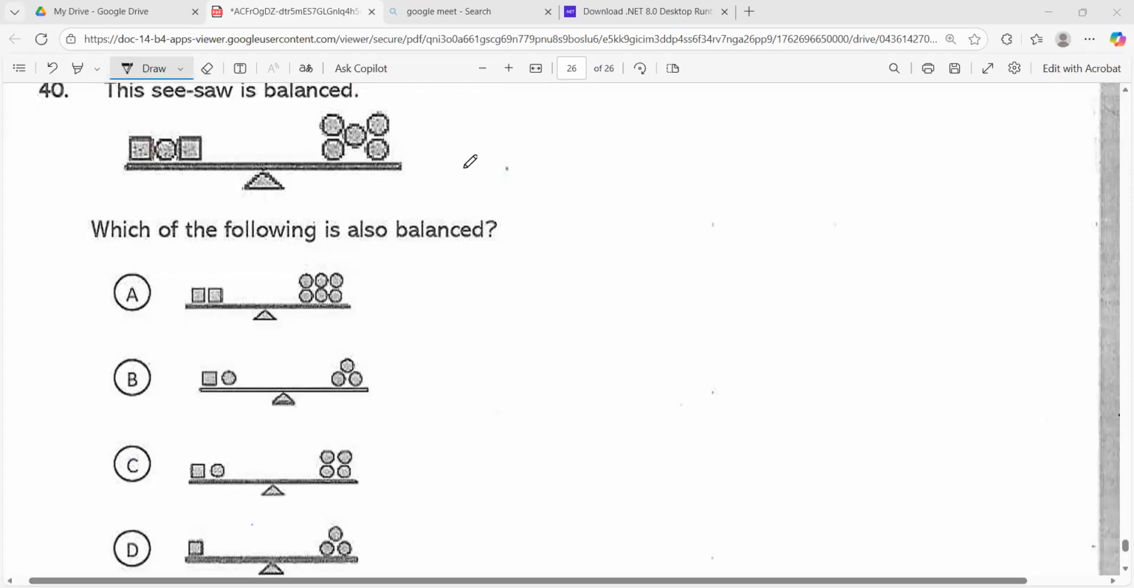Um, 40, it shows us five circles, and the other side has one circle and two squares, which would mean two squares' value is four circles, so one square would be two circles. And then for the options, option B shows one square, which is equal to two circles, and one circle, which can balance itself, so the answer would be B.